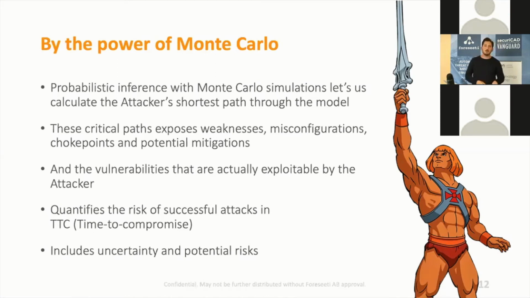And the great thing about probabilities is that we can also include uncertainty and potential future threats. So it's not just about your current misconfigurations or mistakes or vulnerabilities. It's also about what can happen next. What if I fix all of this? There's always a threat that something new would happen.